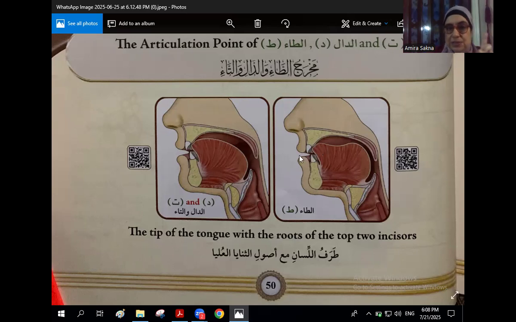This is not the correct sound. It is the tip of the tongue with the roots. Roots are here, my dear sister. Roots of the upper central incisor. The roots are here. Okay? So the tip with here, not with the inner part of the upper central incisor. Okay? Very well. Let's watch the videos.